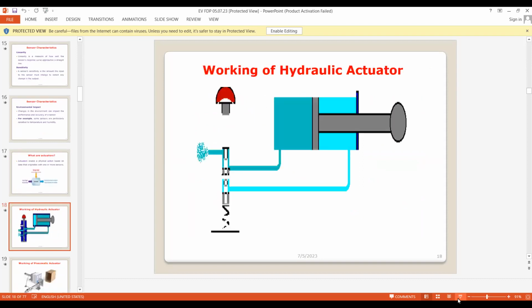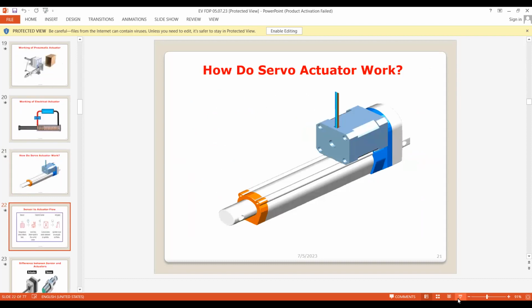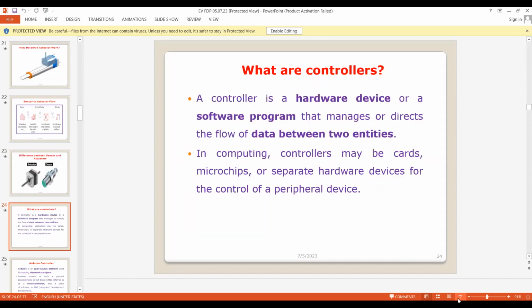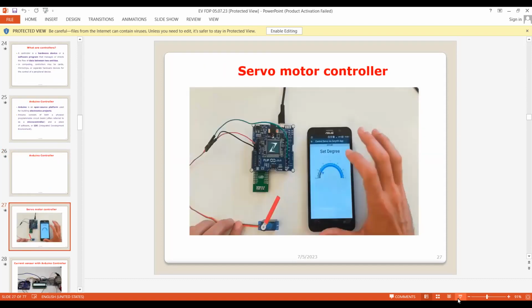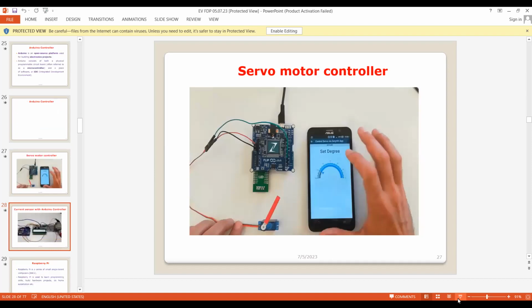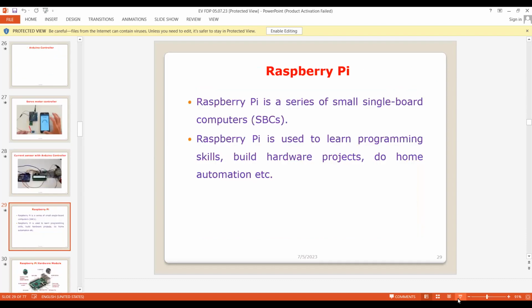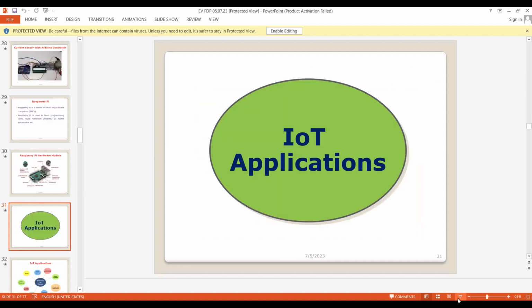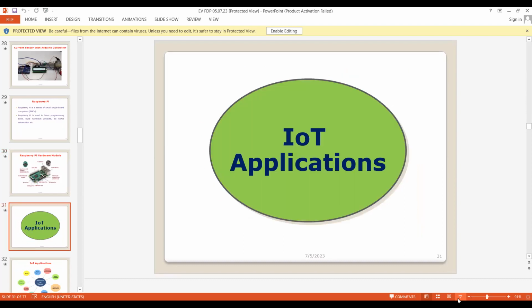And the actuators, what are the actuators we saw? We discussed hydraulic, pneumatic, and electrical actuators, and the servo actuator. This is the difference between sensor and actuator. And the Arduino controllers, using the servo motor controller, the current sensor with the Arduino controller, and the Raspberry Pi. So these are the controllers: different types of sensors, actuators, and controllers.